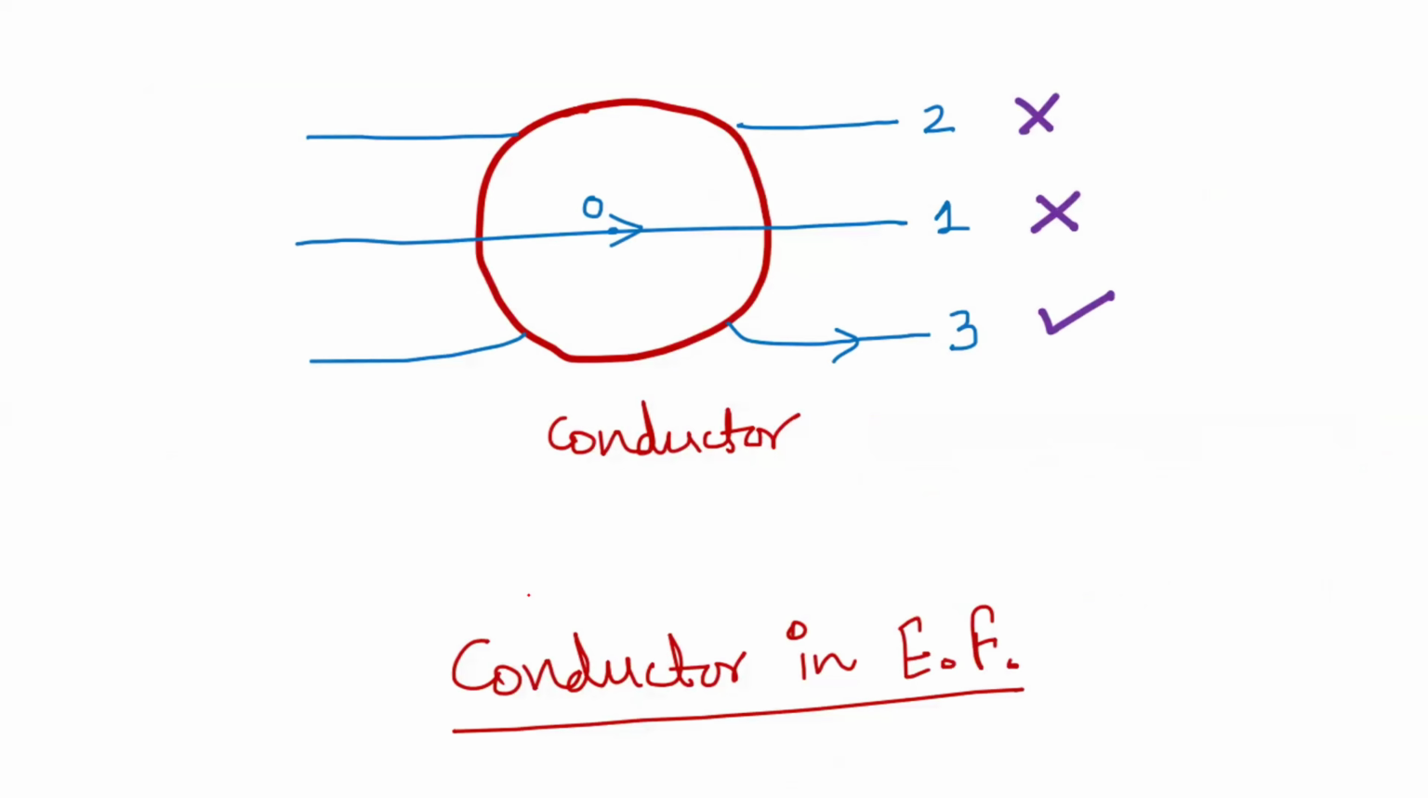For instance, this diagram shows that there is a conductor. There are three different ways to show the path of the field lines. Number one path is wrong, similarly number two is wrong, but number three is correct because the electric field lines are incident normal to the surface. So this shows the normal incidence. Similarly, they move out radially outward or inward. So this is a conductor in an electric field.